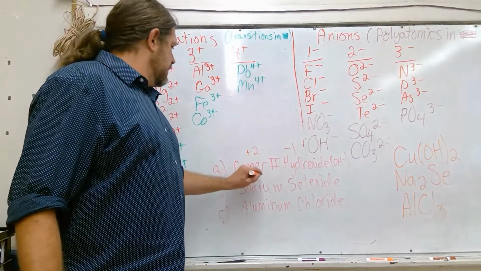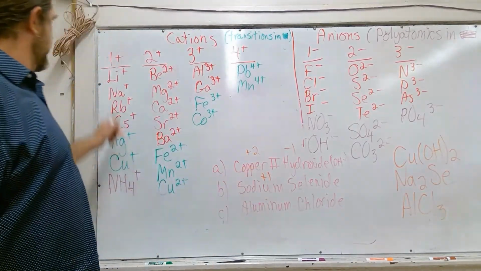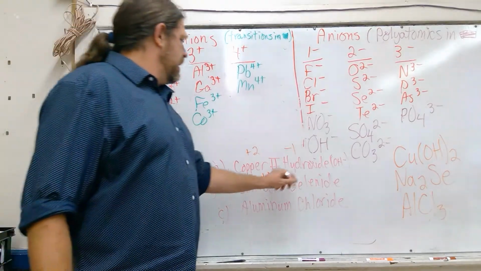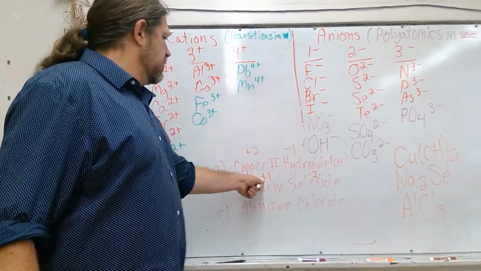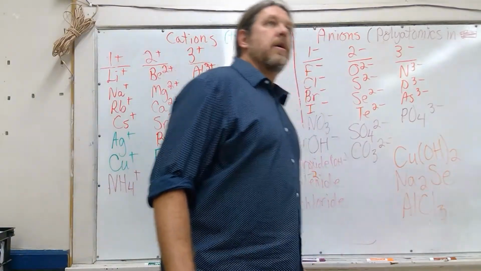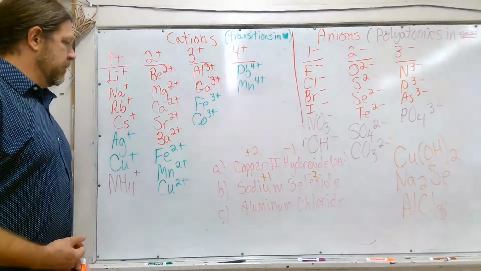Sodium selenide is the bringing together of a +1 alkaline metal and a -2 non-metal. So it stands to reason we need 2 of those +1s to balance a -2.